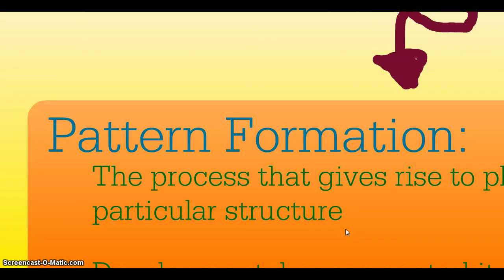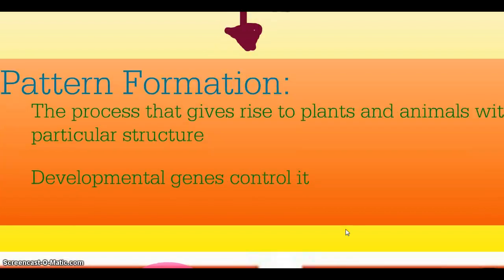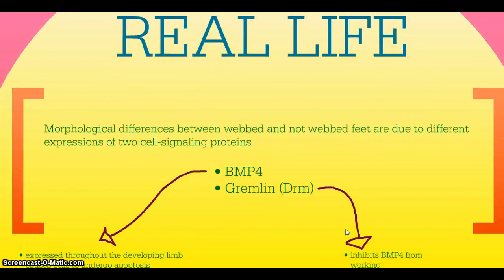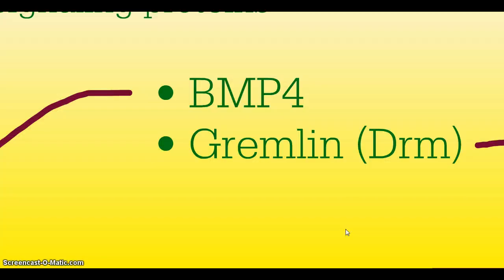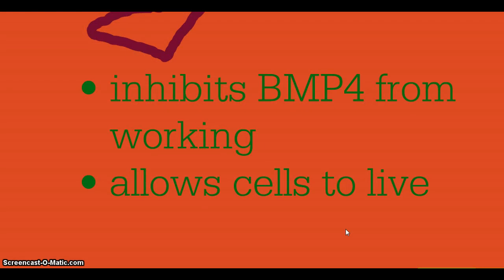Next, pattern formation, which is the process that gives rise to plants and animals with a particular structure, and developmental genes control it. Now, first, a real-life example. The morphological differences between webbed and not webbed feet are due to different expressions of two cell signaling proteins. These proteins are called BMP4 and gremlin. Now, what is BMP4? BMP4 is expressed throughout the developing limb, and it causes the cells to undergo apoptosis, which is programmed cell death. And gremlin, on the other hand, inhibits BMP4 from working, and it allows the cells to live.